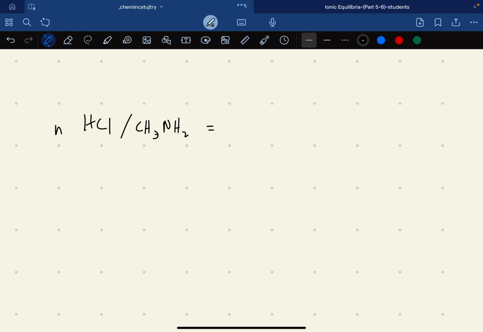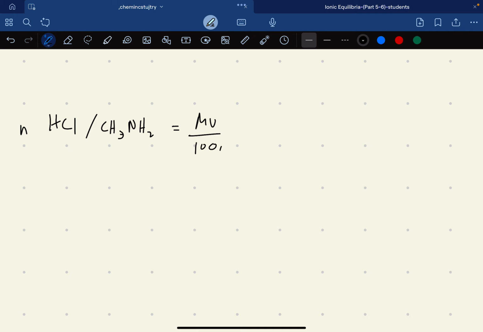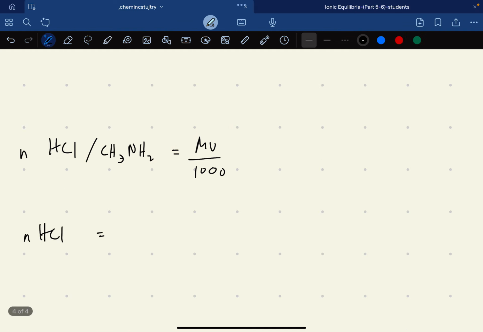CH3NH2, which is our weak base, we can just use MV over 1000 to find the mole. N is mole. This is mole. So mole of HCl, mole of methylamine, just use this formula. So let's find n of HCl, which is the molarity they give in the question, 0.2, and then times the volume. The volume they give in mL, so that's why we have to divide by 1000. How much HCl do we use? Wait, hold on, let me check. Okay, we don't know. Okay, that's the nice part. So we don't know how much HCl we use, but it's okay, we can find out later.